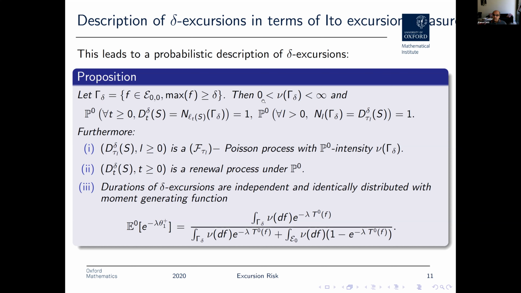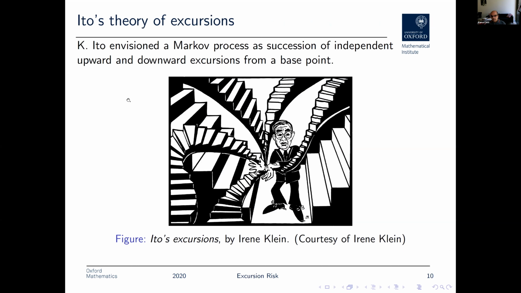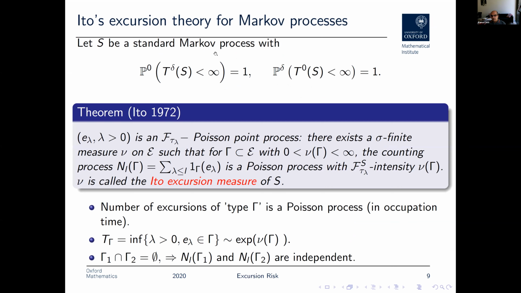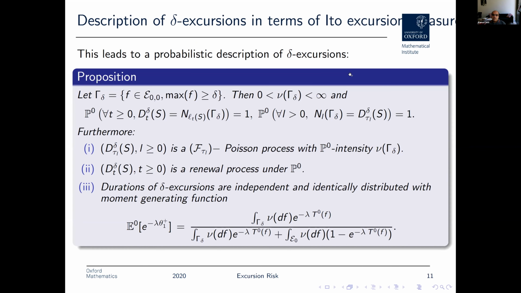Now we have a tool, because we know that if we count the number of excursions which fall in some set, they form a Poisson process in the occupation time variable. So this will tell us a lot about the process of delta excursions. So the result is the following. The assumptions are the same here. You have a standard one-dimensional Markov process which is recurrent between 0 and delta. In this sense, if you start from 0, it reaches delta in a finite time. If you start from delta, it reaches 0 in a finite time. That's the only assumption, no more information needed.